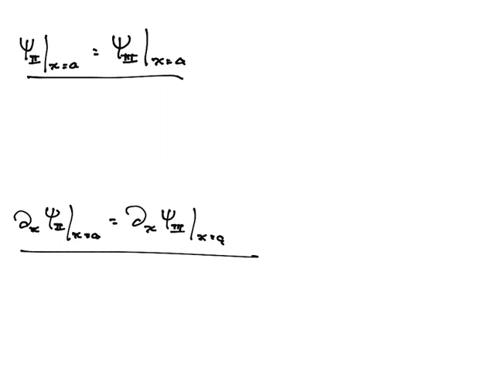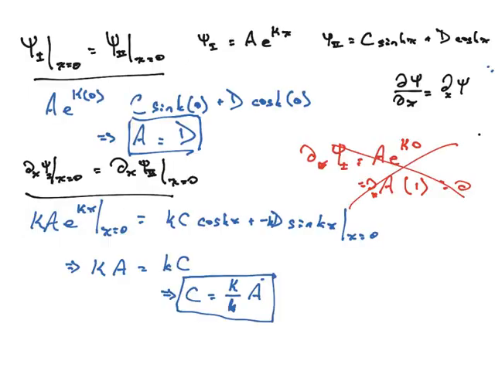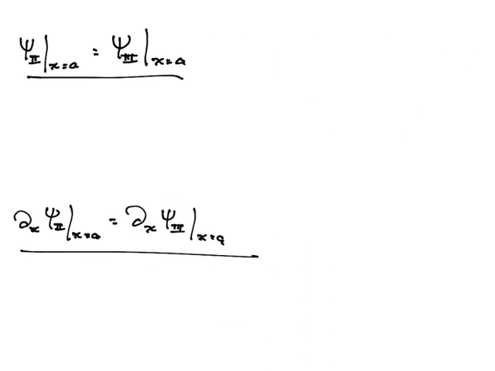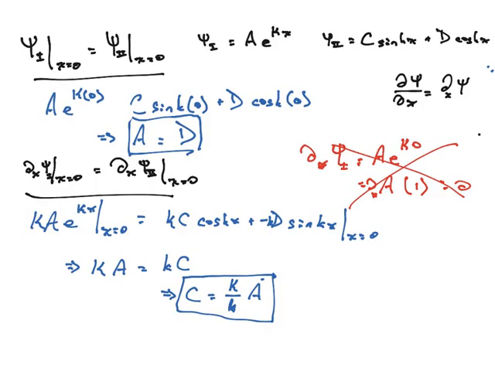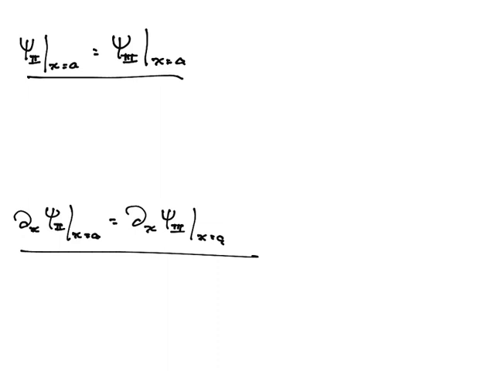Once you have these two, you're going to have a whole bunch of relationships between A, D, C, G, all of them. Or not F, F's gone. A, C, D, and G. What you want to do is, in these two, you found D in terms of A and C in terms of A. Okay? So when you go to these, you're going to have C and D with G, and C and D with G.